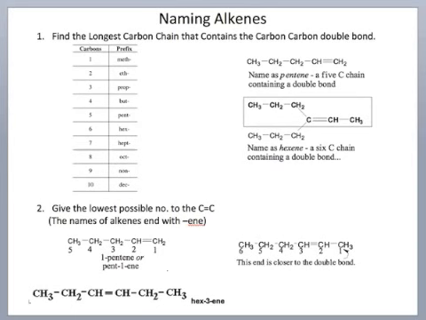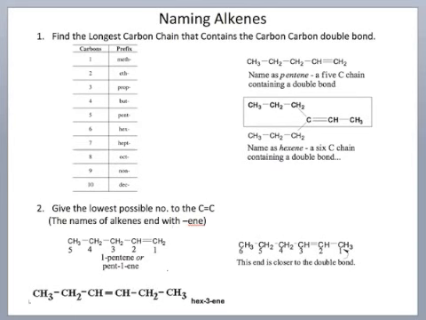We can also look at this one here. First of all, let's consider the long chain is 1, 2, 3, 4, 5, 6. Six is hex, and because we have a double bond, it's hexene, and we also have to specify where the double bond is. If we start counting from this side, it's 1, 2, 3. And from this side, 1, 2, 3. Therefore, it's hex-3-ene because it's equal from both sides.